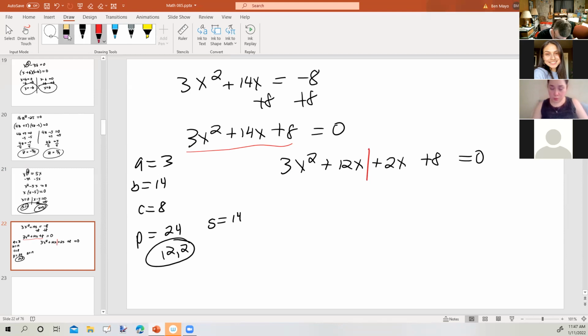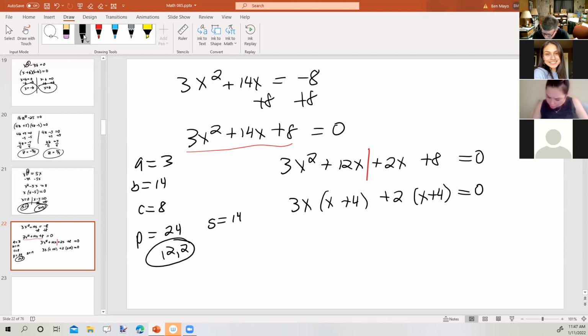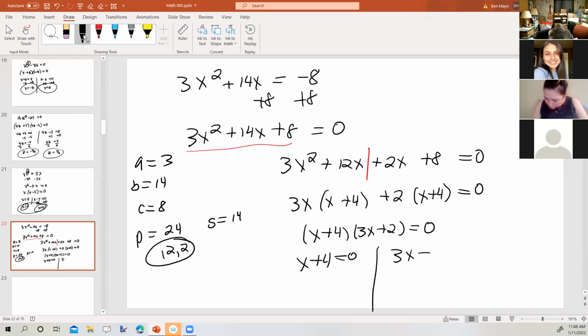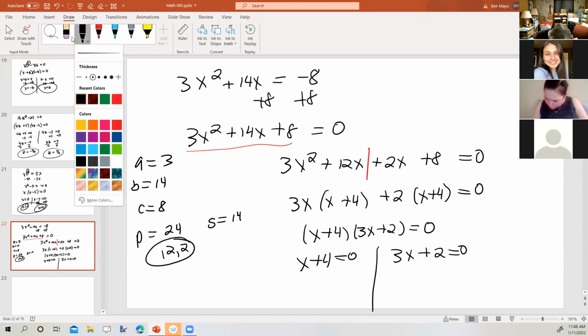I'm going to split it down the middle into two groups of 2. The greatest common factor of the first two terms is 3x. The leftovers are x plus 4. So for the second set, the leftovers are still x plus 4, and I'd have a plus 2 on the left side there. Continuing to factor, I get x plus 4 times 3x plus 2 equals 0. So there we have it in the form a times b equals 0. So x plus 4 equals 0, 3x plus 2 equals 0.